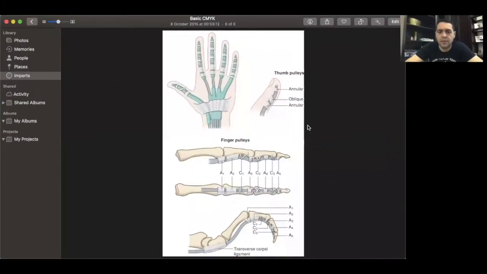the mechanics of the tendon as well. Another important structures are these pulleys.